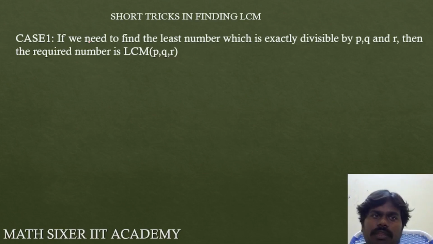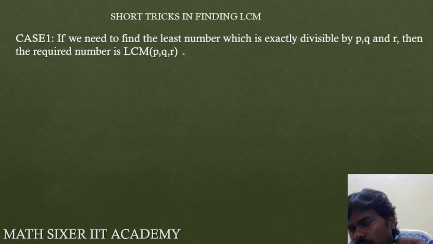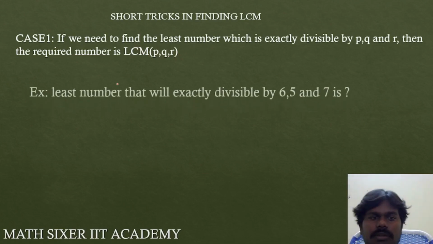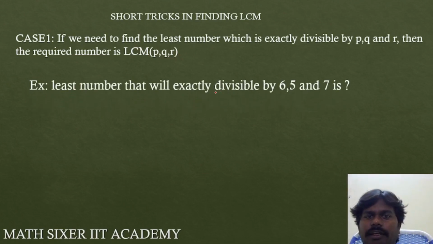So case 1, if we need to find the least number which is exactly divisible by P, Q, R, then the required number is the LCM of P, Q, R. We will see the example. Least number that will be exactly divisible by 6, 5 and 7. So exactly divisible by the numbers means when you divide that number by all these 6, 5, 7, you have to get the remainder 0. That's the meaning of exactly divisible.